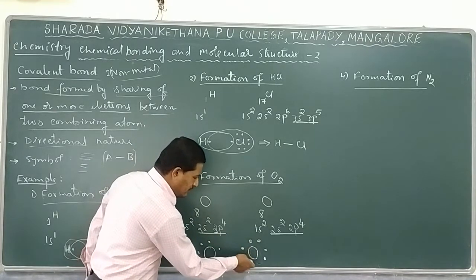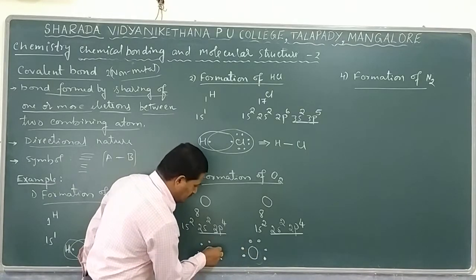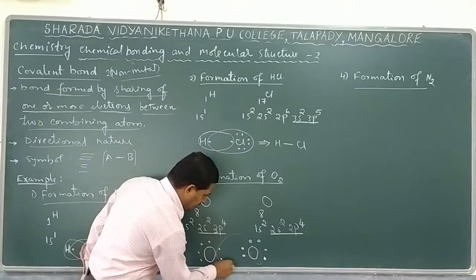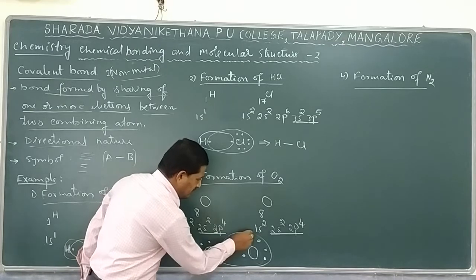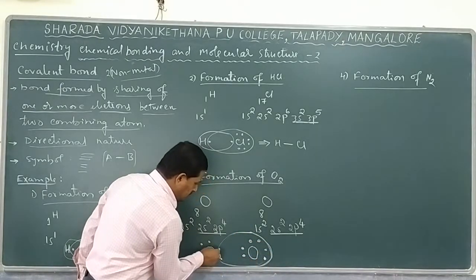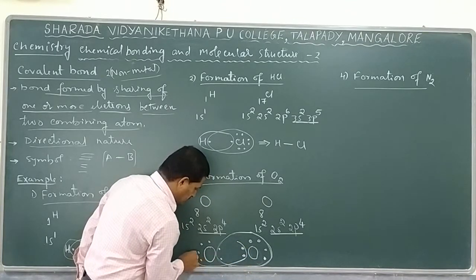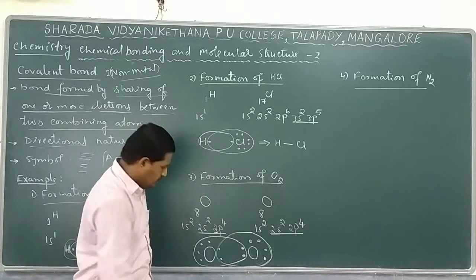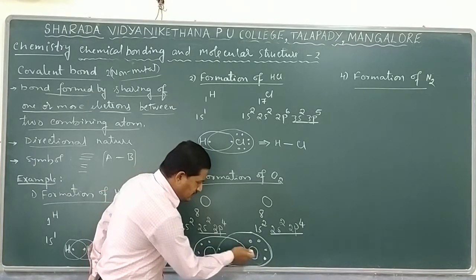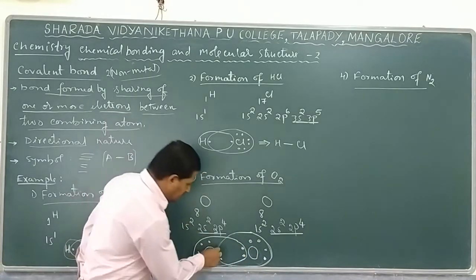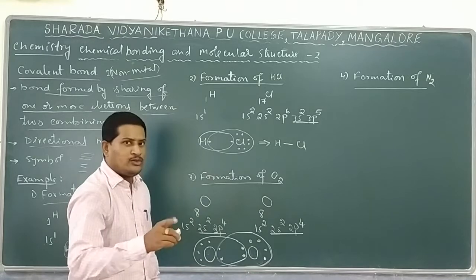So in order to satisfy the octet state as well as stable configuration, this oxygen is ready to share its 2 electrons. These 2 electrons are shared by this oxygen atom. Similarly, from the other oxygen, 2 electrons are shared by this oxygen atom. Look at that. So this oxygen shares its 2 electrons with another oxygen, and that oxygen shares its 2 electrons with this oxygen atom. As a result, 2 electron pairs, 2 from one oxygen and 2 from the other oxygen, are shared.